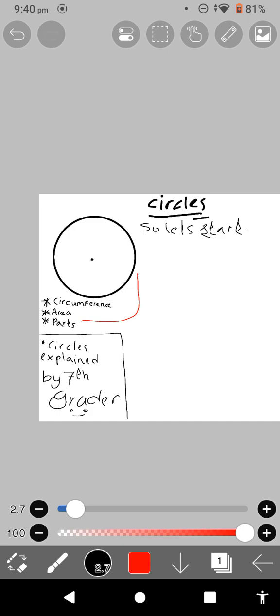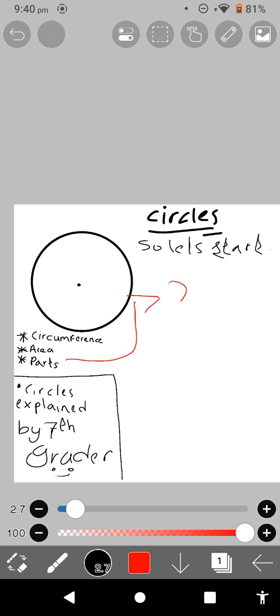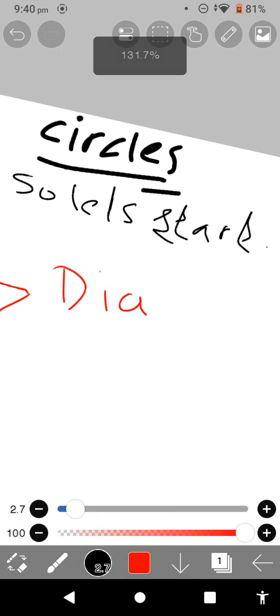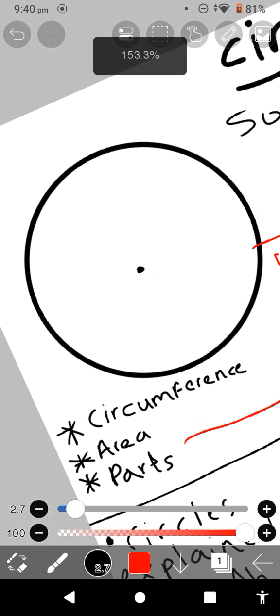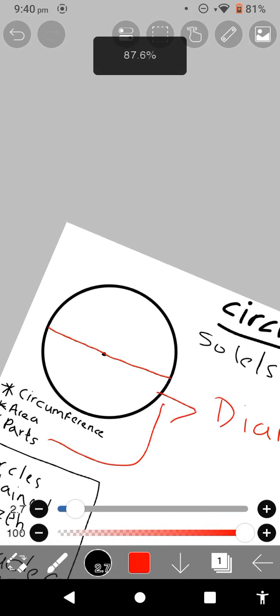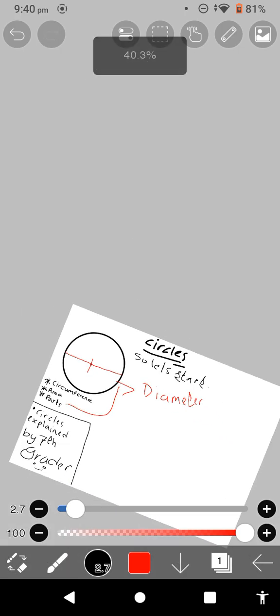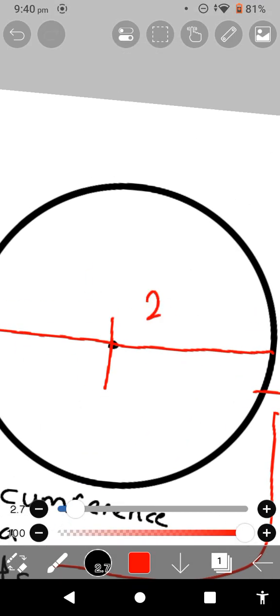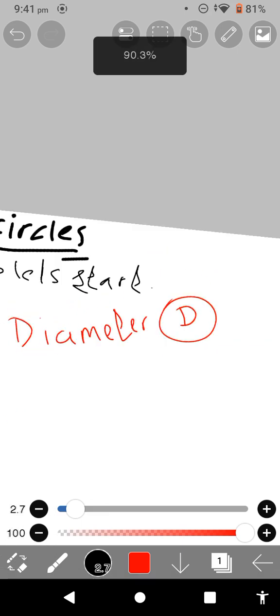First, let's focus on the parts of a circle. The parts are the diameter, a line that goes through the center of the circle. If we take half of that diameter, say the diameter is 24 centimeters, a diameter is denoted as d.